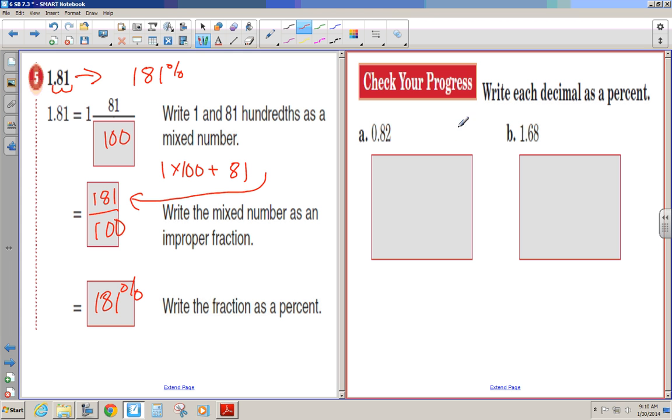All right, here we go. Pause the video. Try these, check your progress on your own. And you should be back, and you can do this one of 2 ways. The proper way is to look at this and say that 0.82 is 82 hundredths, which is equivalent to 82%. Now, remember, the quick way, take the decimal and move it over 2 places. That's all you have to do, 82%.